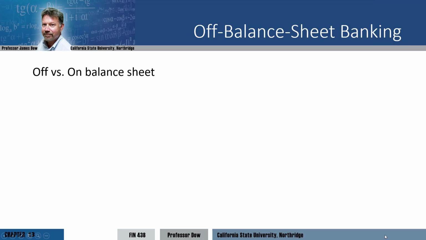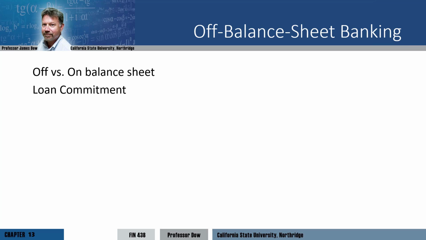Certain activities of a bank do not immediately show up on their balance sheet. These are called off-balance sheet items. For example, if a bank makes a regular loan, the loan will show up on the asset side of the balance sheet. However, if a bank makes an agreement to lend money to a customer in the future, this will not show up on the balance sheet until the bank actually lends the money.